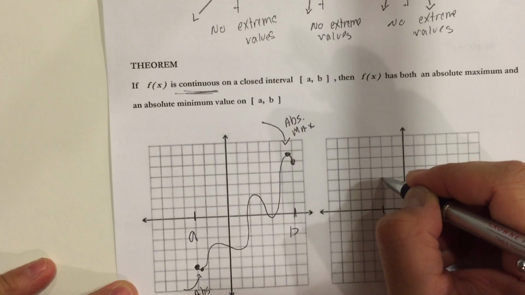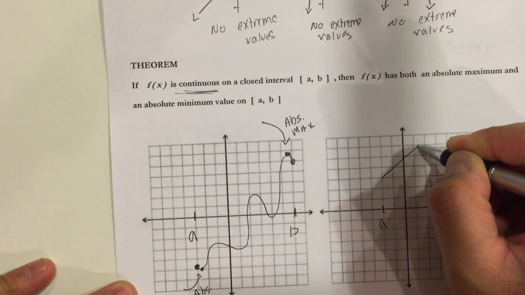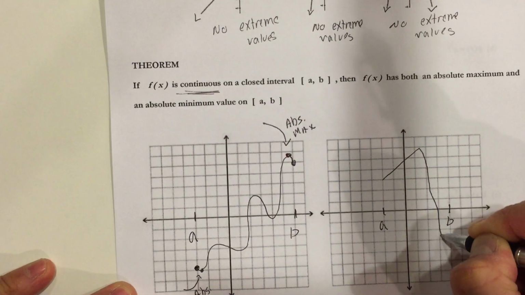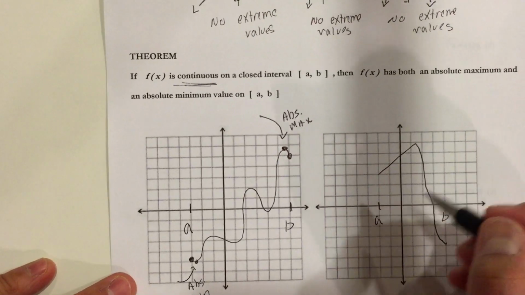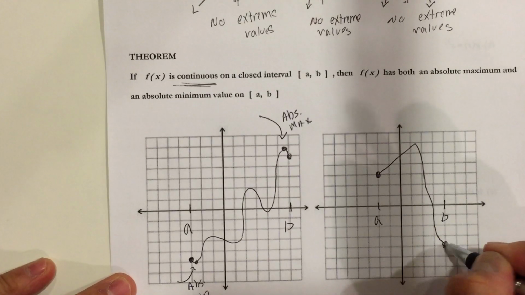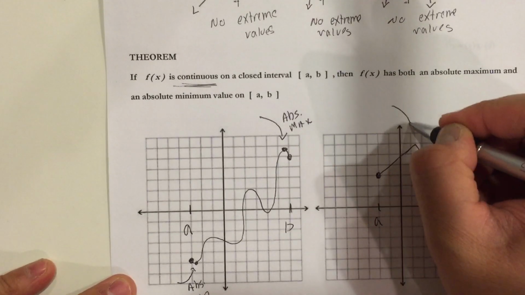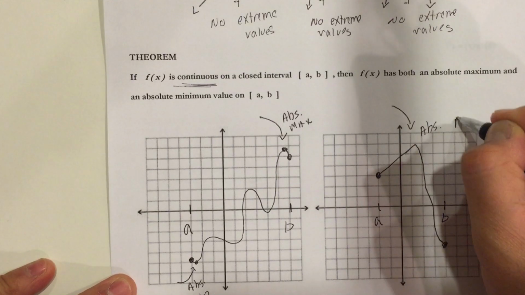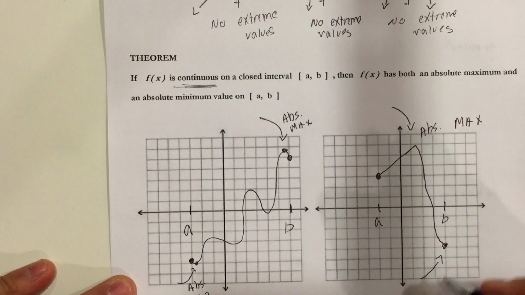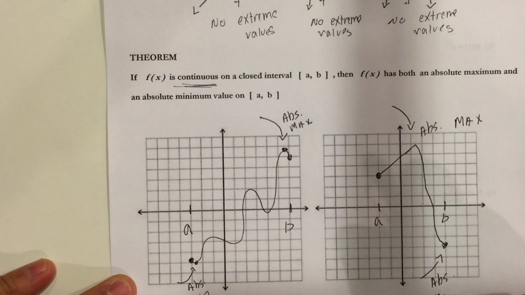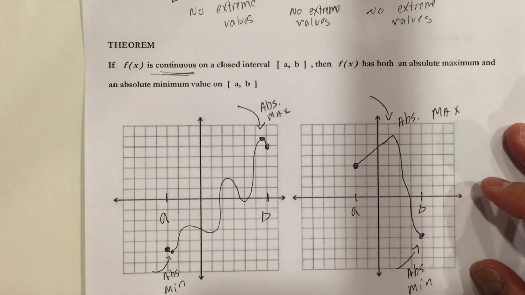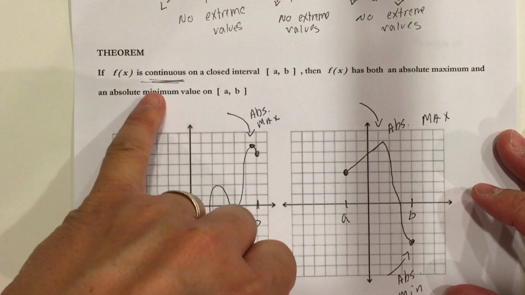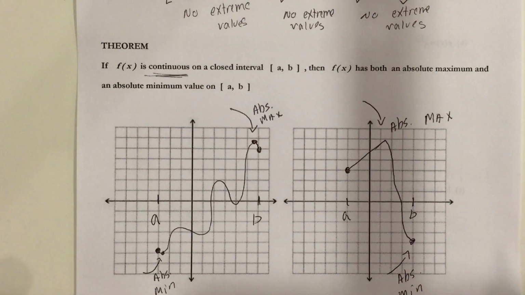It doesn't matter how you draw it, it's still going to be true. Okay, you might draw it like this. It doesn't matter how you draw it, it's going to be true. See, this is a continuous function on a closed interval A and B. Clearly it has a maximum. This is your absolute max. And then this is your absolute minimum value. Okay, so in order for a function to have both an absolute maximum and absolute minimum value, it has to be continuous on a closed interval, period.